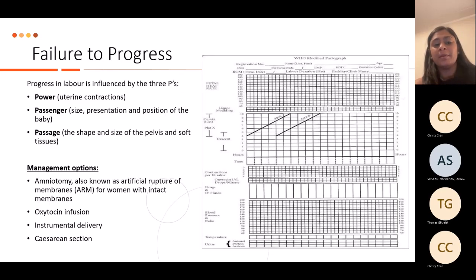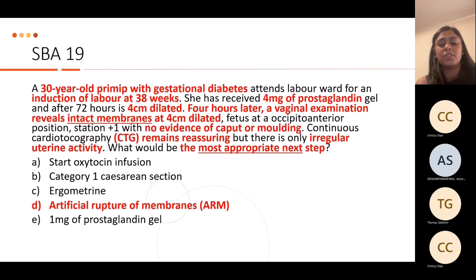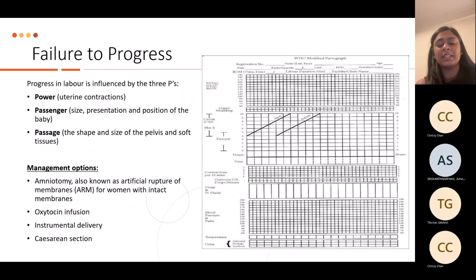So progress in labour is, generally speaking, influenced by 3 Ps. We're talking about power, passenger and passage. In this case, an OA position, so occipito-anterior, is exactly how you'd want to have the baby. So in terms of the actual presentation, size, position of the baby, it's okay. The power was what was poor because we had poor uterine activity. And in this case we don't really know too much about the passage just yet.